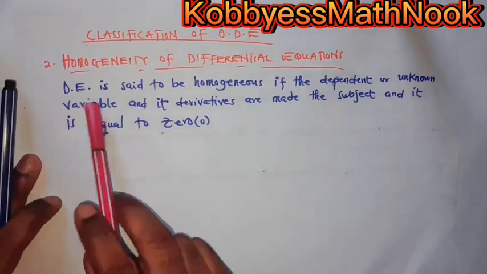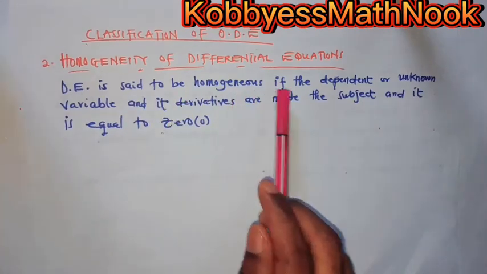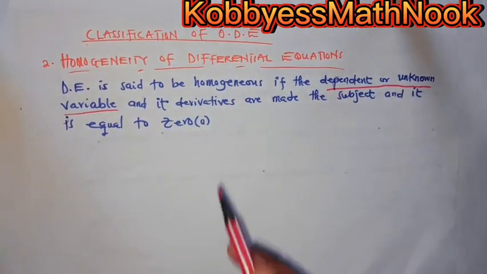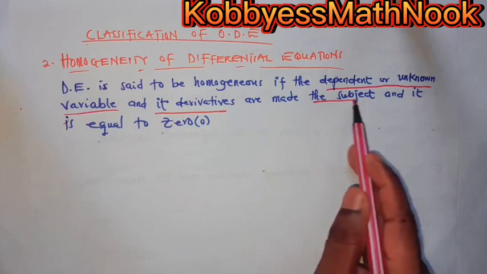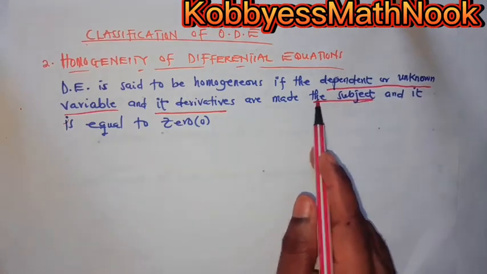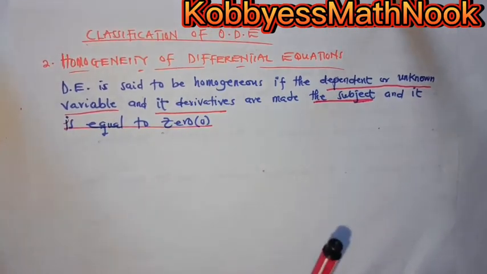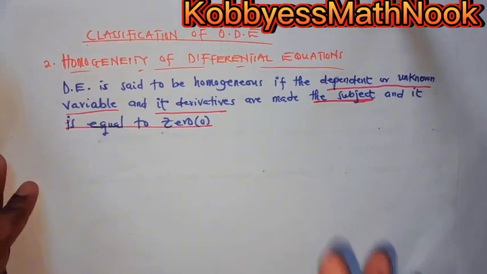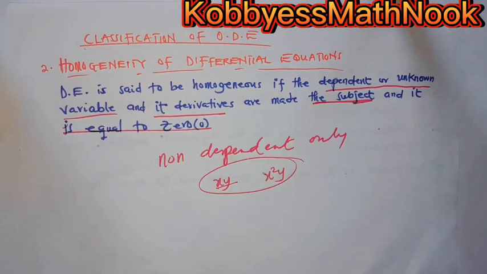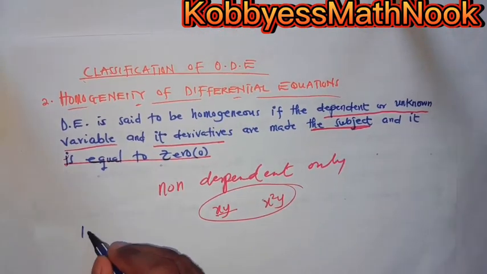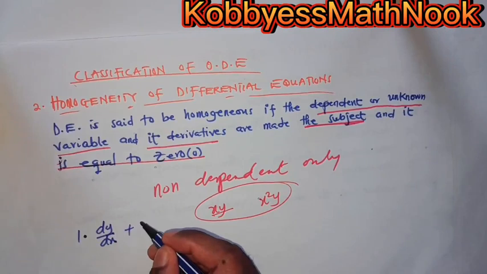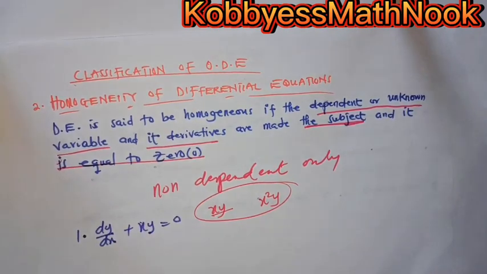Now let's look at the homogeneity of the differential equation. A differential equation is said to be homogeneous if the dependent, or unknown, variable and its derivatives are made the subject, and after that it is equal to 0. Meaning that the differential equation involves only the dependent variable. So let's take some examples. dy/dx plus xy equals 0. Is this homogeneous or non-homogeneous?